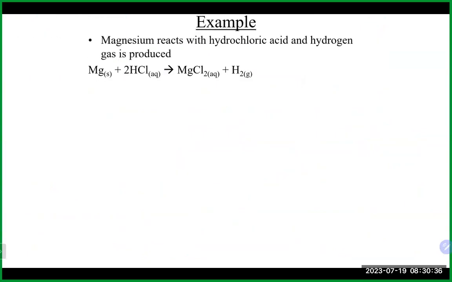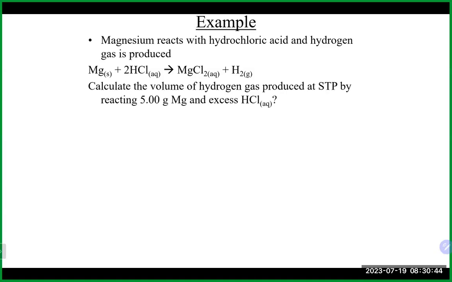Magnesium reacts with hydrochloric acid to produce a gas, which you'll do next week, I think. So we want to know, calculate the volume of hydrogen gas that's produced at STP by 5 grams of magnesium and HCl. So magnesium is like 24.31, I think. Okay, so again, here we have a stoichiometry problem. We want to start with our balanced equation, which it looks like it is.